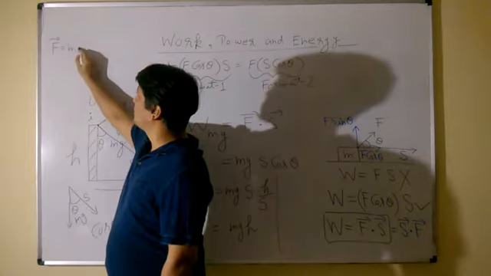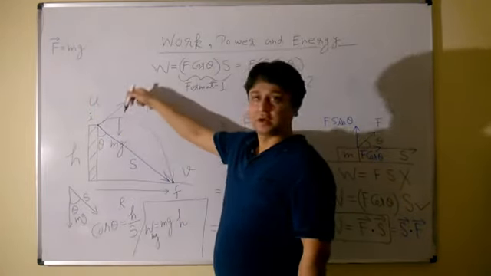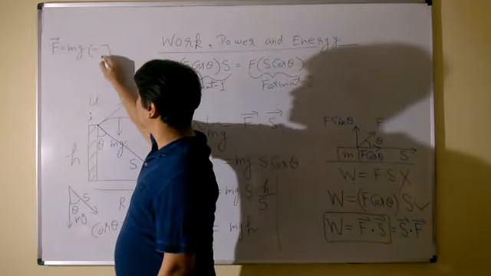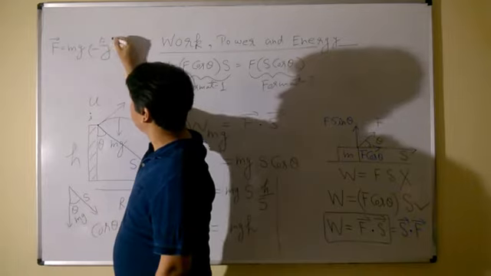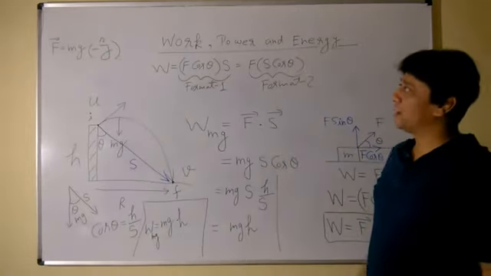कितना है force mg? And what is the direction of mg? Downwards. Downwards means minus of j cap. That's your mg. Minus j cap.